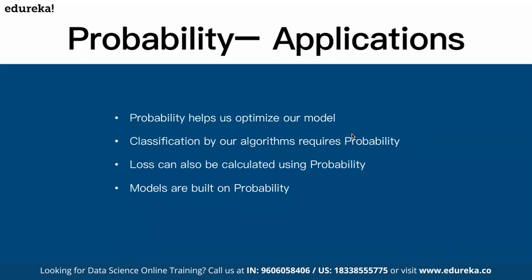So majorly all the machine learning algorithms are using probability values at some point or the other, maybe at the time of finding the accuracy or maybe at the time of finalizing things.